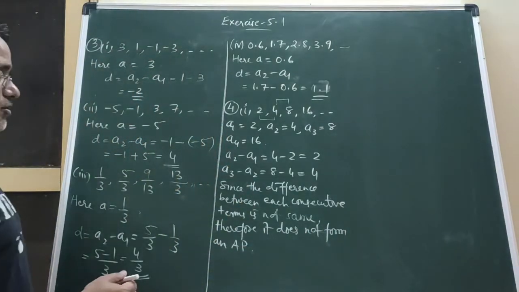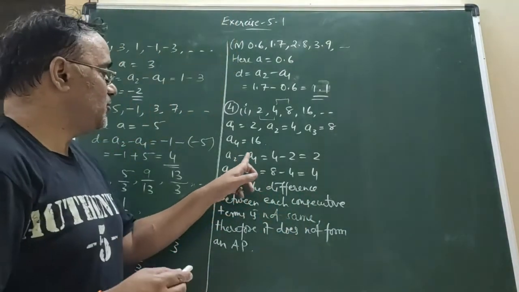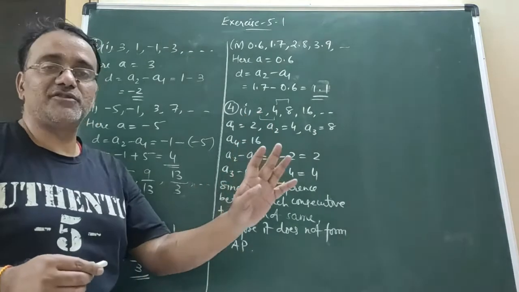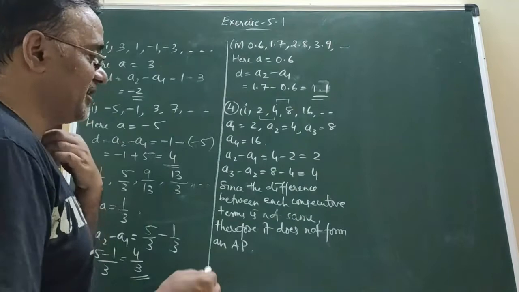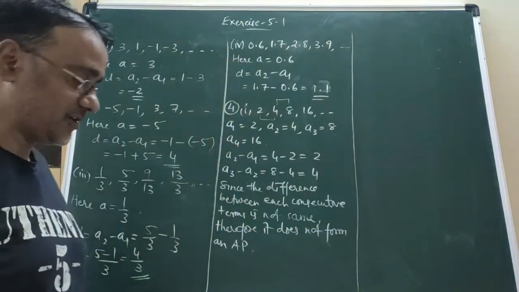Okay, otherwise we could also conclude this way: A2 minus A1 is not equal to A3 minus A2, so therefore it does not form an AP. We could write that kind of conclusion also. So that is also correct. This is also correct. Okay.